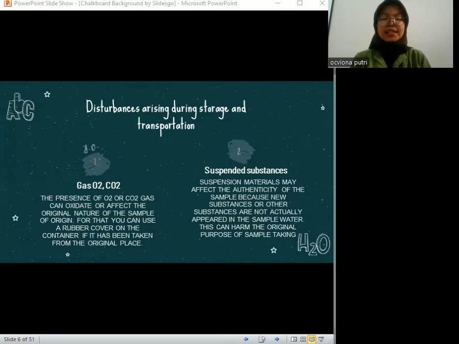For that, one can use a rubber cover on the container if it has been taken from the original place. And secondly, suspension of substances. Suspended material may affect the authenticity of the sample because substances that are not actually in the sample water are present. This can harm the original purpose of sample taking.